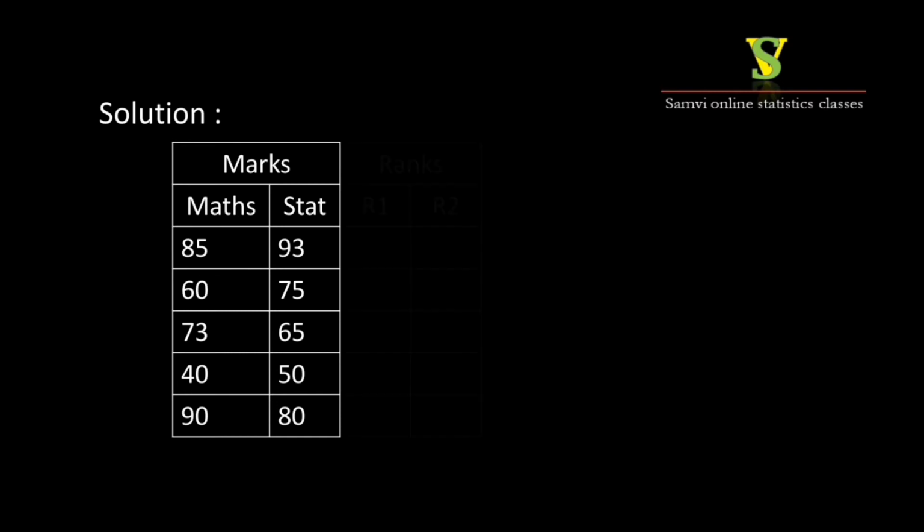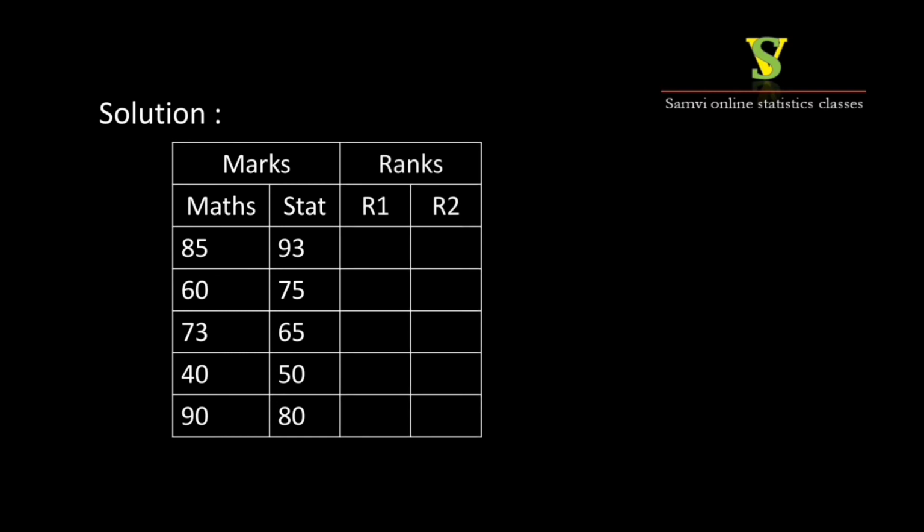So how to allot the ranks? Highest value first rank, next highest second rank, like this you have to allot the ranks one by one. So in mathematics, the highest is 90, we allotted the first rank. Next highest is 85, we allotted the second rank. Next highest is 73, we allotted third rank. Next highest is 60, we allotted fourth rank, and 40 we allotted fifth rank.